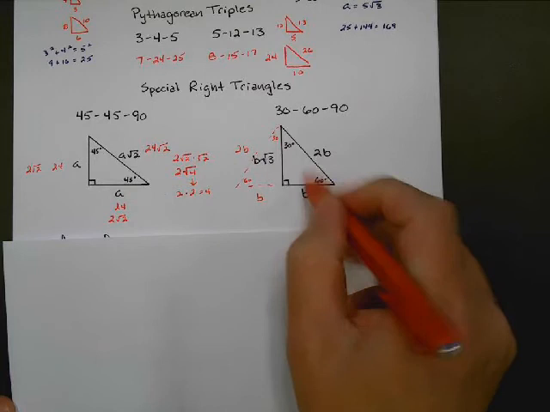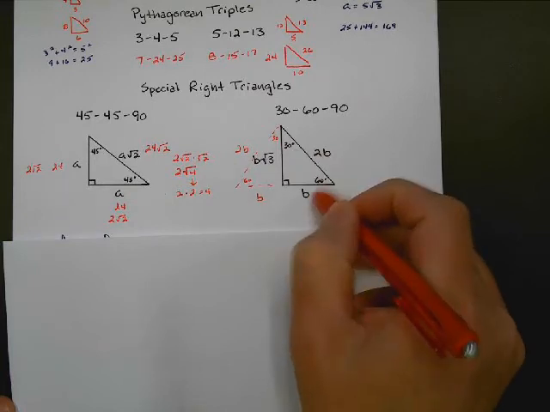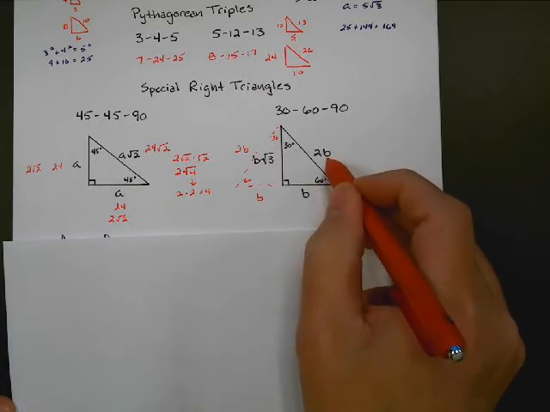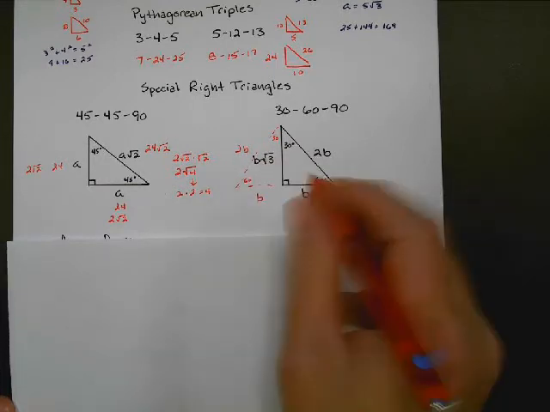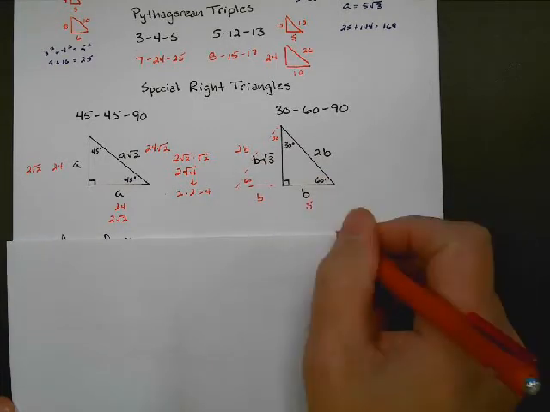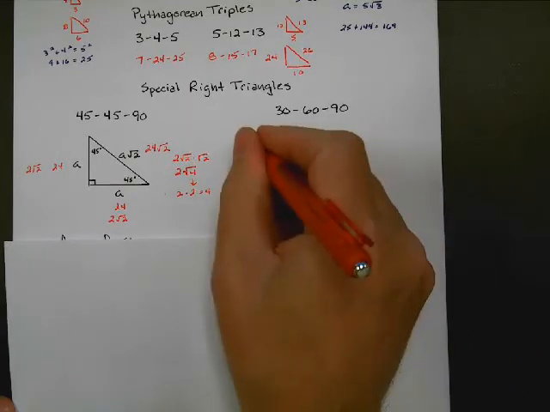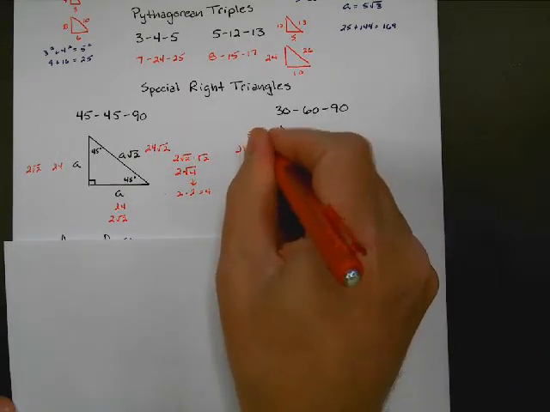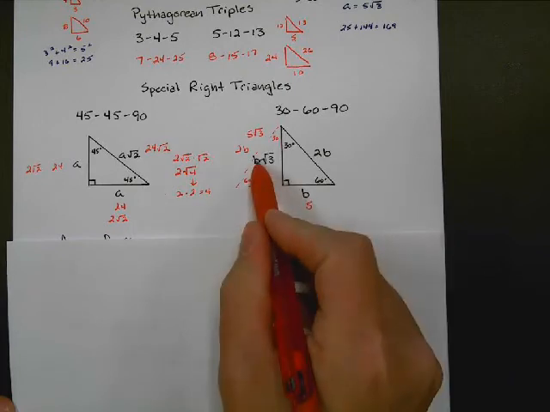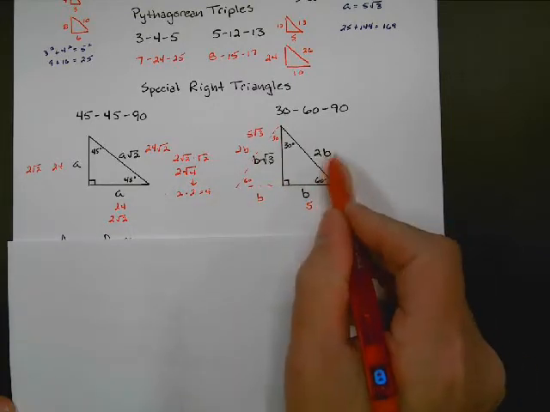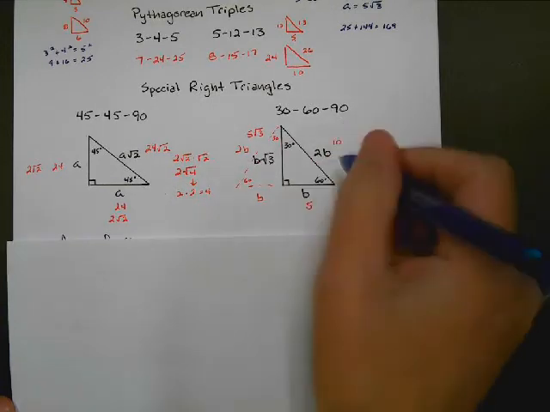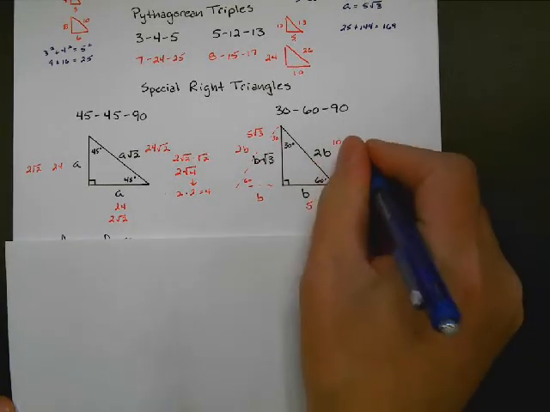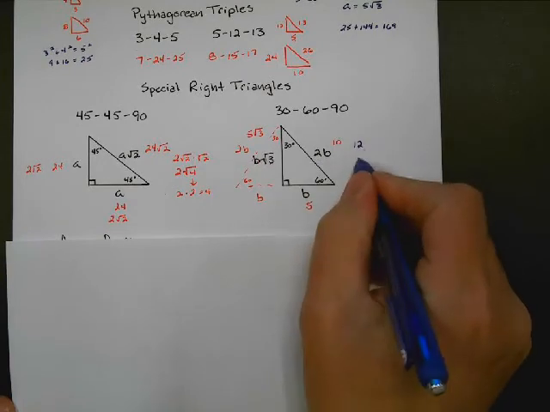Okay, so the smallest side over here is B. That means that it's half of the hypotenuse. And then this side would be B root 3. So let's say that we knew that this side was 5. If this side were 5, this side would be 5 root 3, because B is 5. And then this side would be 2 times 5, which would be 10. Let's say, for instance, that this side was 12. That's 2B.